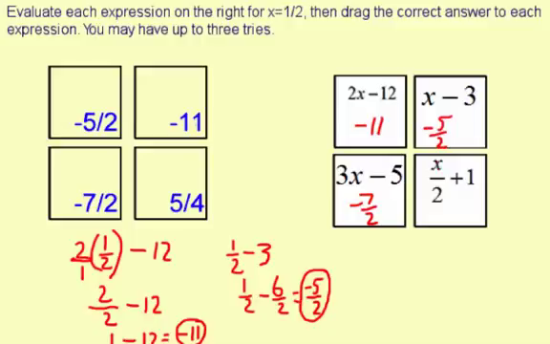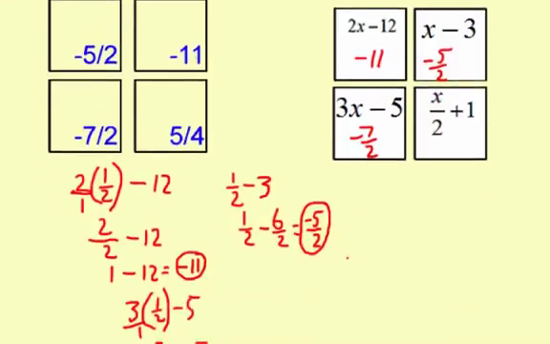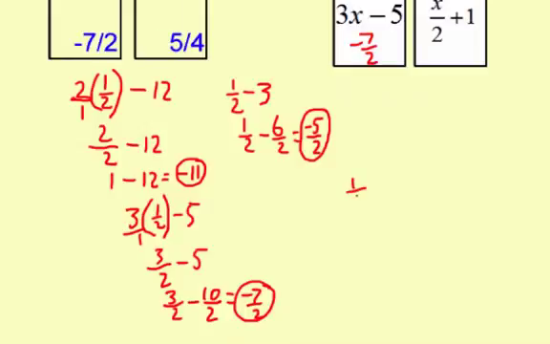Final example here, x over 2 plus 1. So you're going to have a 1/2, let's write it right here, 1/2, but then divided by 2 plus 1. This is the 1/2 that you substitute in for x, and then the divided by 2 plus 1. So 1/2 divided by 2 and then plus 1. That's another way to write it.